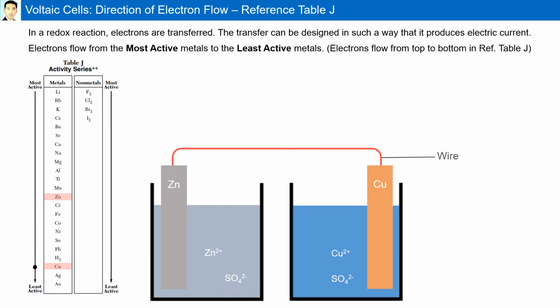In our cell, or voltaic cell, the electrons are going to flow from the zinc to the copper. It's going to move from the zinc electrode to the copper electrode. The direction of electron flow is from zinc to copper.